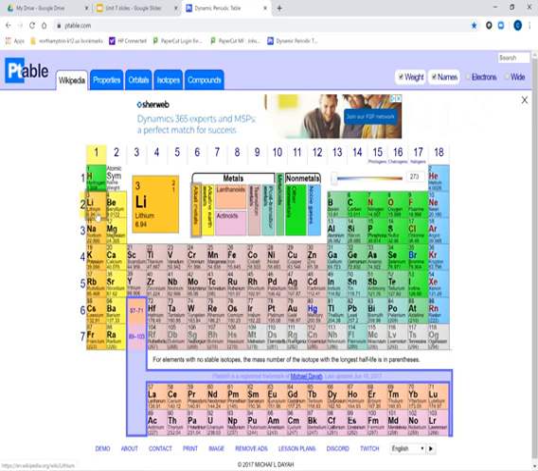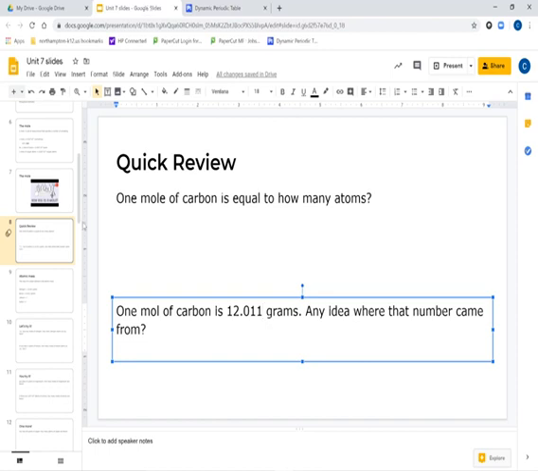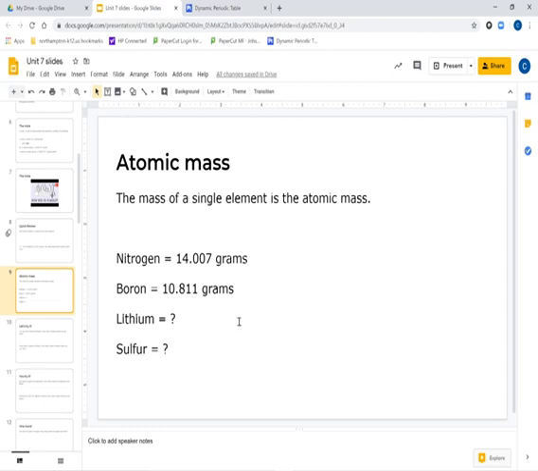So let's do lithium here. 6.94 is the atomic mass. If we had 1 mole of lithium atoms, if we had 6.022 times 10 to the 23rd lithium atoms, that would weigh 6.94 grams. Or helium. 1 mole of helium would weigh 4.0026 grams. It's the atomic mass moved into grams. Oh, I just kind of gave it away here. But the atomic mass is the mass of a single element, and it's converted over to grams.